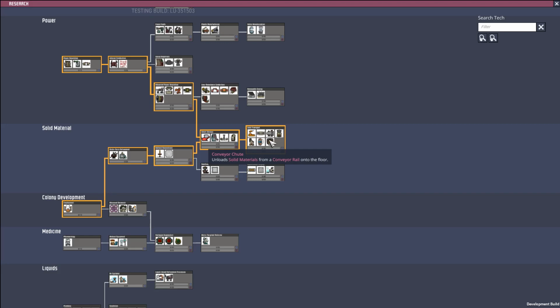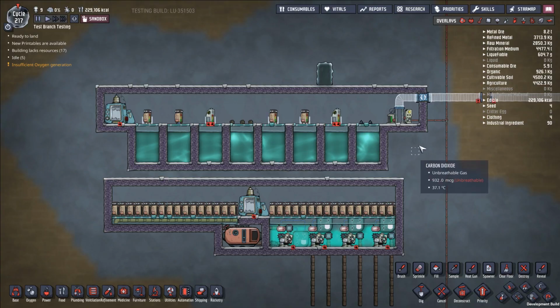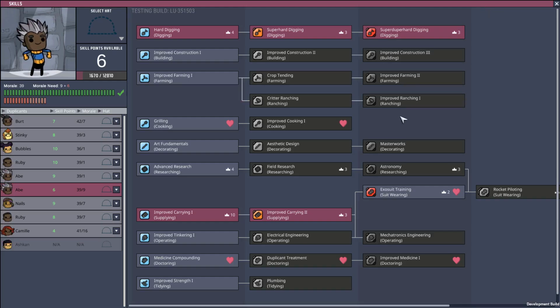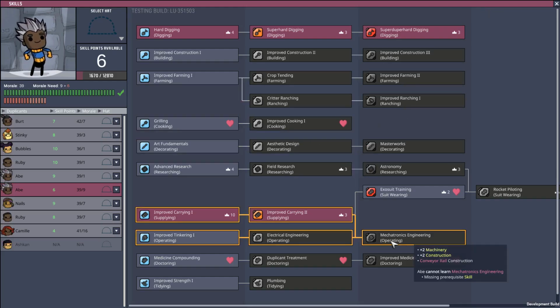That's a lot of research time to devote to things. So that was also kind of one of the reasons why a lot of people didn't want to do it. And more importantly, you need to actually have a duplicate capable of building conveyor rail, right? You need to have a duplicate level up all of their engineering up to mechatronics engineering. That's 5 skill points you need to devote. 5 skill points is something like, I don't know, 60 cycles, somewhere around there. That's a lot of skill points to be devoting to something.